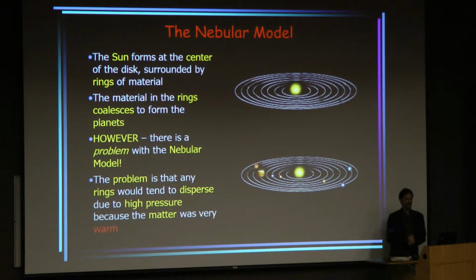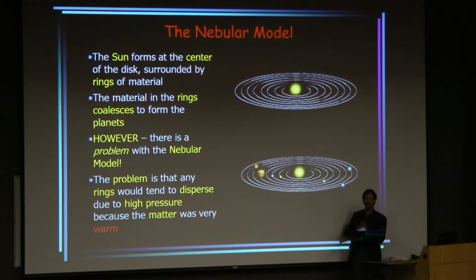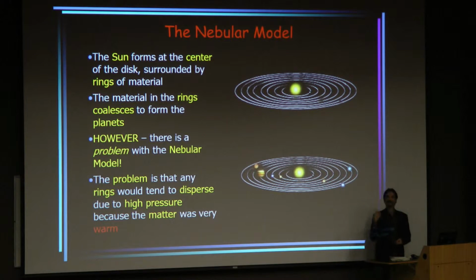So Laplace's idea actually wouldn't work, because when the blobs, the rings, try to condense to form planets, they heat up. And when something heats up, its pressure goes up too. And that pressure resists the collapse. So you don't actually collapse to form planets. Instead, the pressure is high enough that everything is going to stay pretty much diffuse and spread out. And that's basically because the matter is warm. Warm matter is going to have higher pressure. So that doesn't really work.